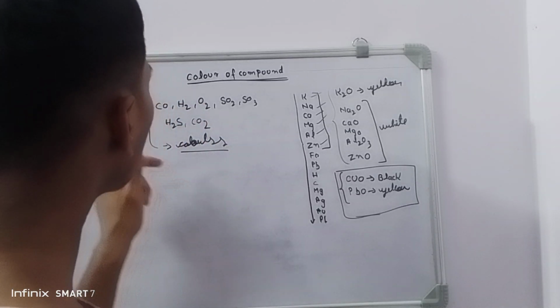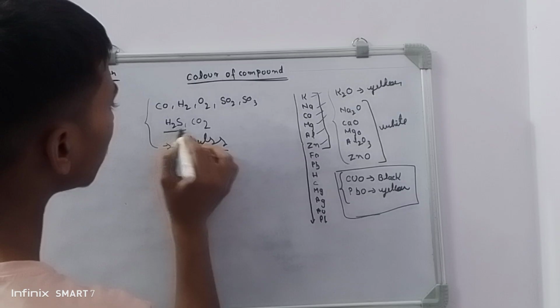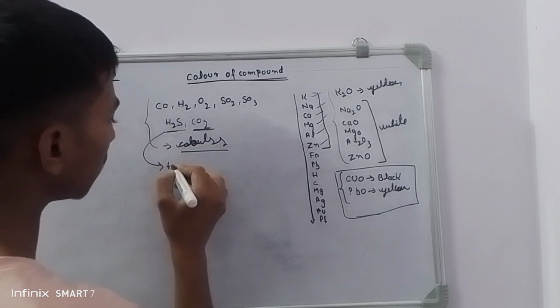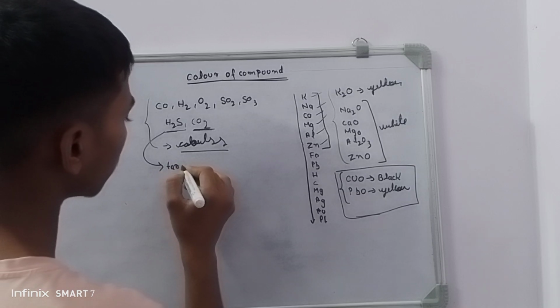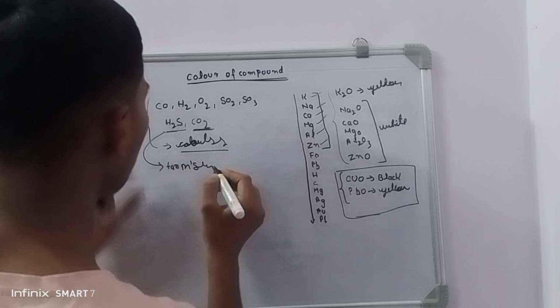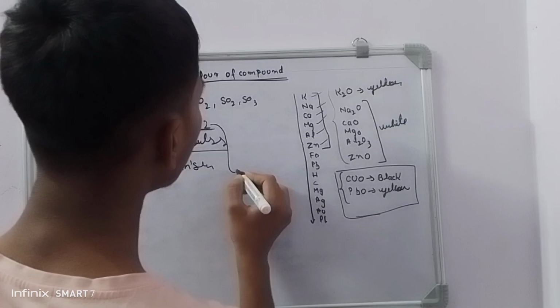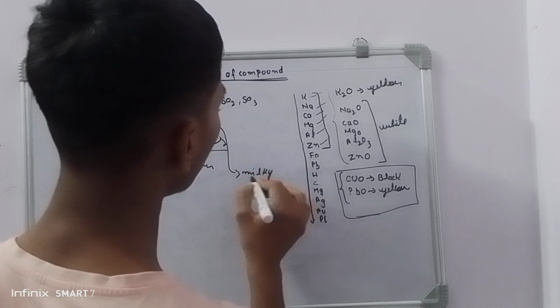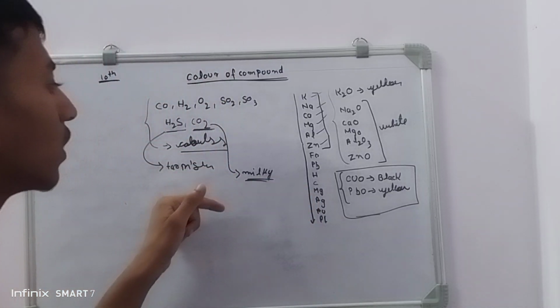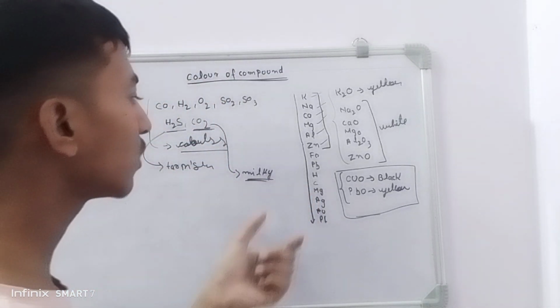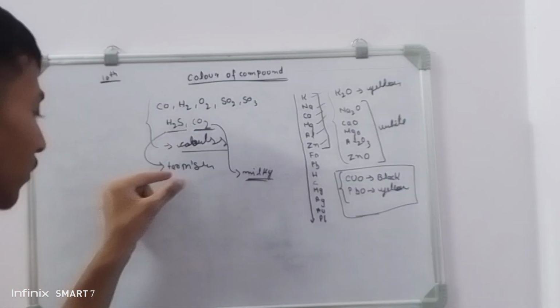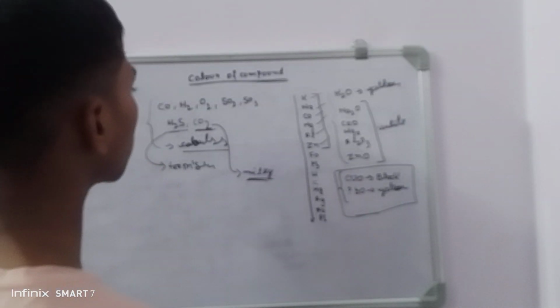But you also have to understand that these two gases are very important because they help in the tarnishing of silver, and they convert the solution into milky. This is a property you have to remember: CO2 converts calcium hydroxide into a milky color, and it is responsible for tarnishing of silver. And all these gases are in colorless form.